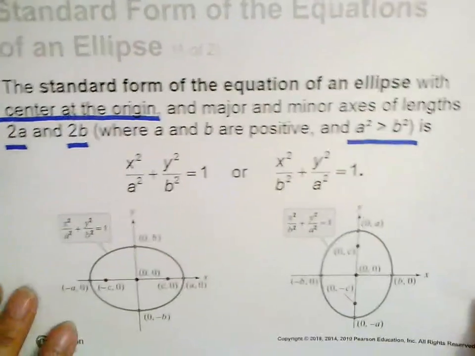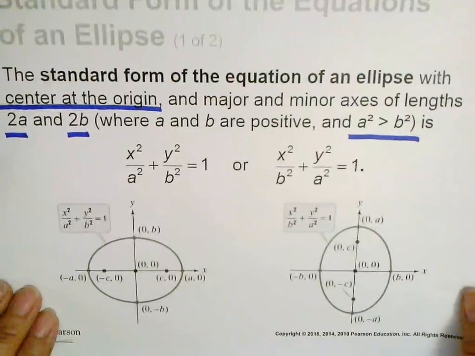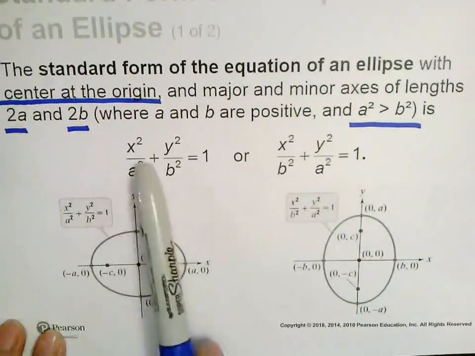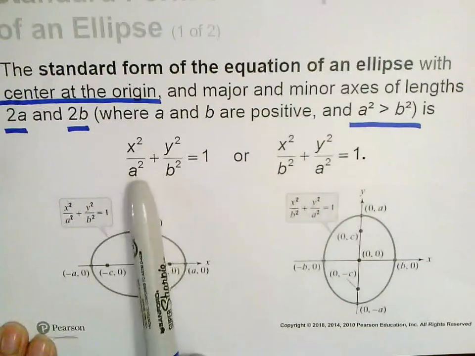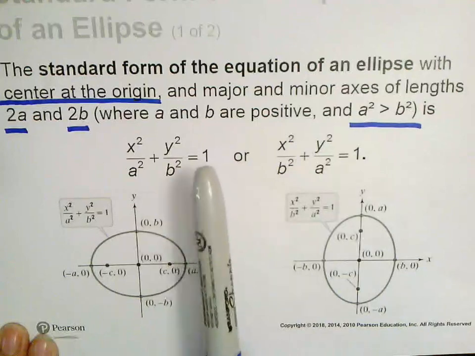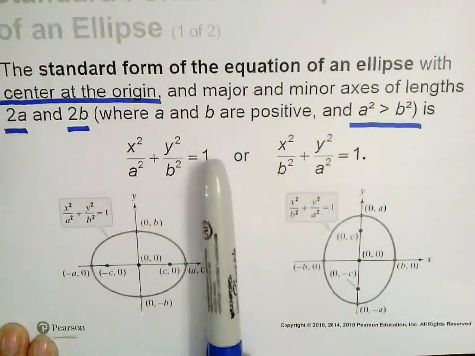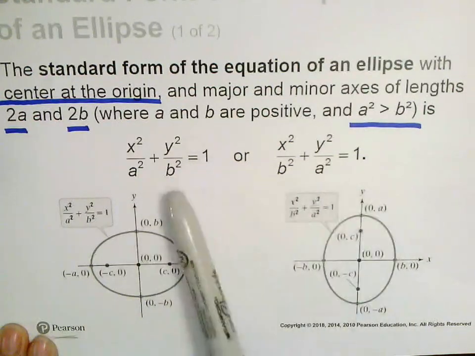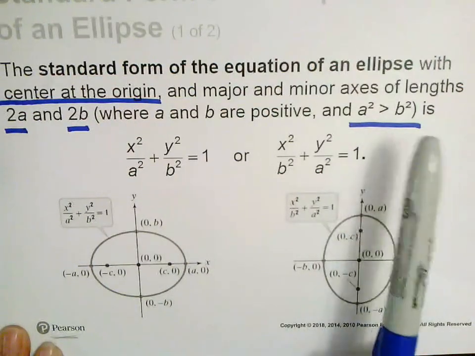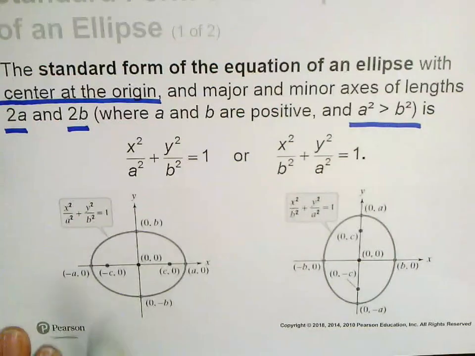We're going to first of all review the standard form for the equation of an ellipse. Now, this is a standard form when the center is at the origin. It's x squared divided by a squared plus y squared divided by b squared equals 1. Notice that the right-hand side here is always equal to 1 when you have an ellipse. And also remember that a squared is greater than b squared.